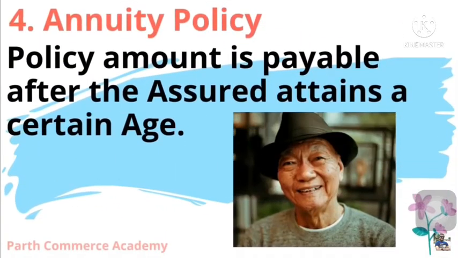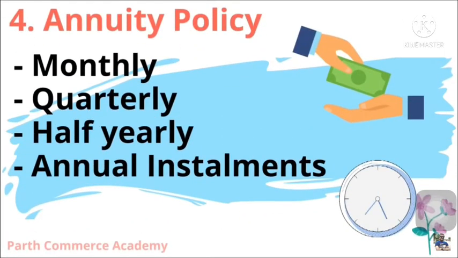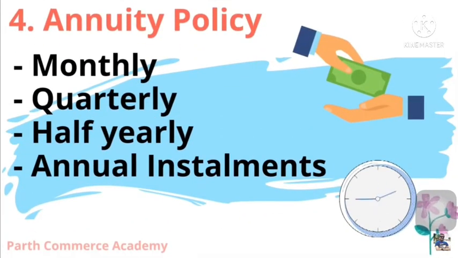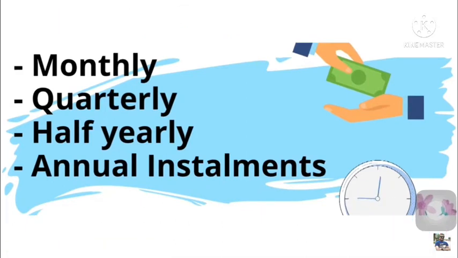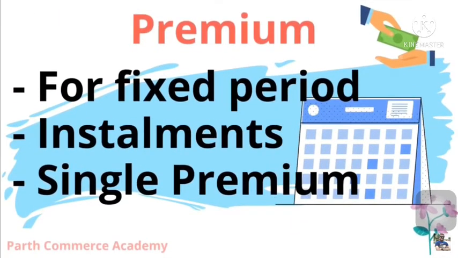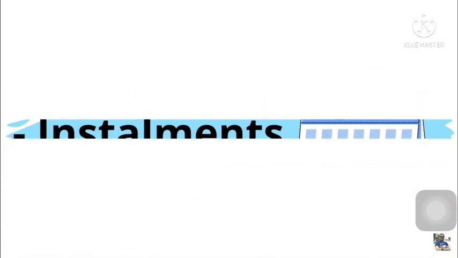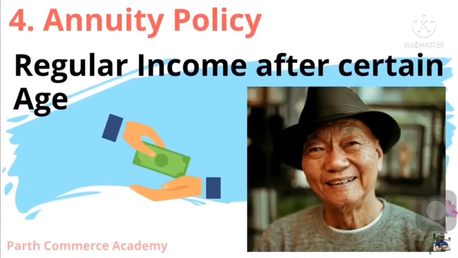Next is annuity policy. In this type of policy, the sum assured or policy money is payable after the assured attains a certain age in monthly, quarterly, half-yearly or annual installments, and premium of policy may be paid for fixed period of time in installments or single premium also paid by assured. This type of policy is useful to those who want regular income after certain age.